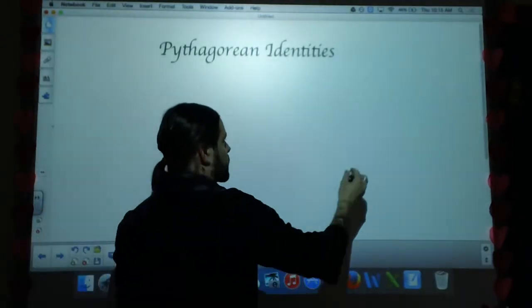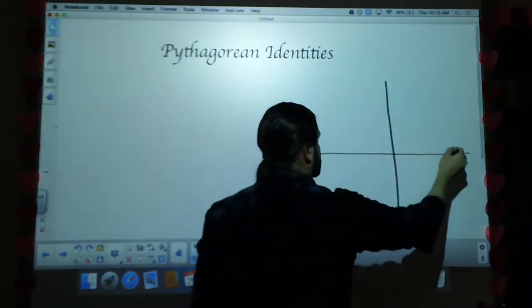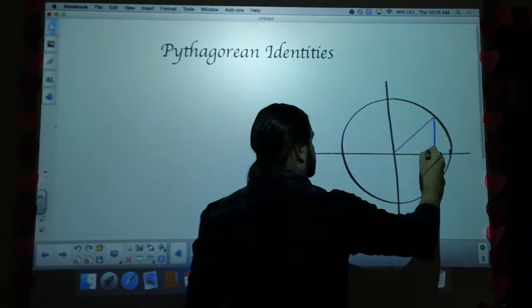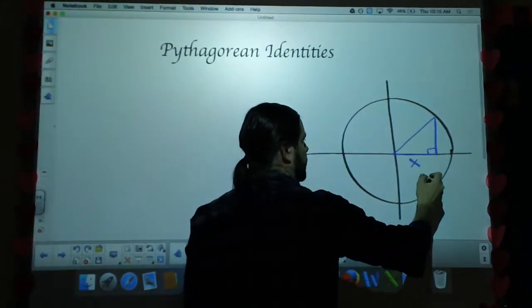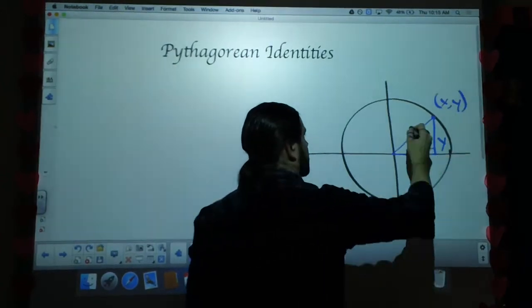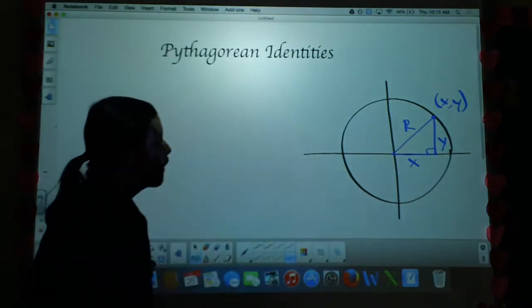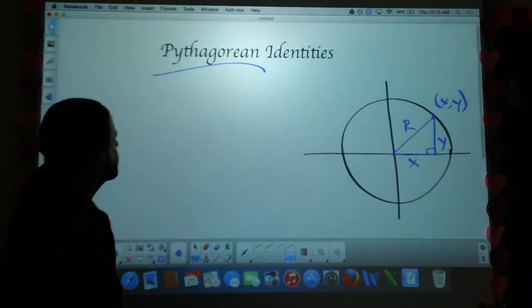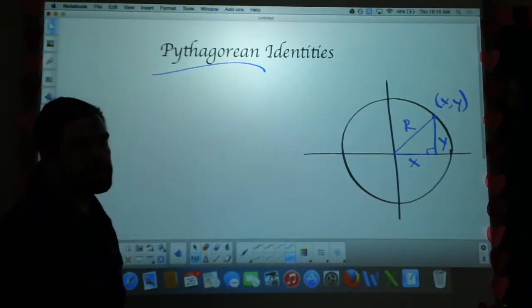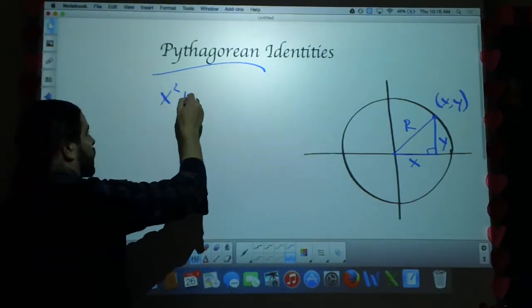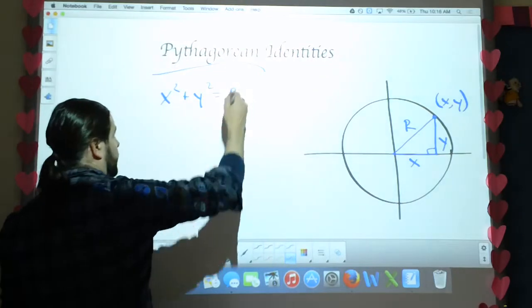All right, so let's go back to our triangle spinning around a circle, right? So here's my circle, and here's my triangles. Let's say I have this triangle. This is the x value. This is the y value. Together, they would be the x and the y value for this point. This is the radius of the circle. Well, as you know, Pythagoras was famous for a couple things. One thing that he was famous for is a squared plus b squared equals c squared, which is true on a right triangle. So in this example, x squared plus y squared would have to equal r squared.